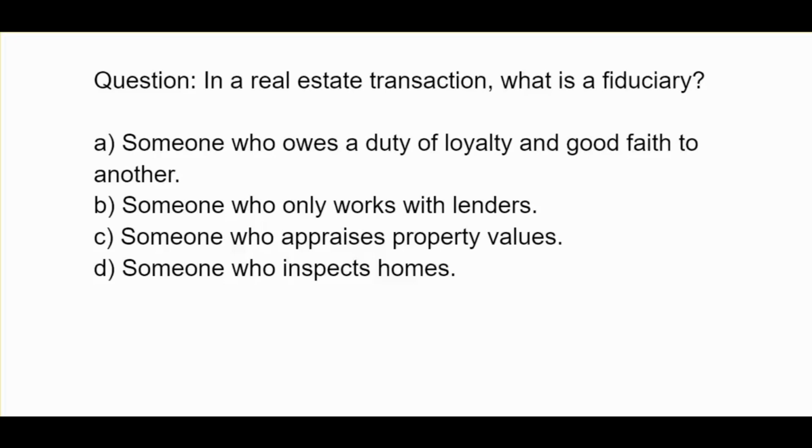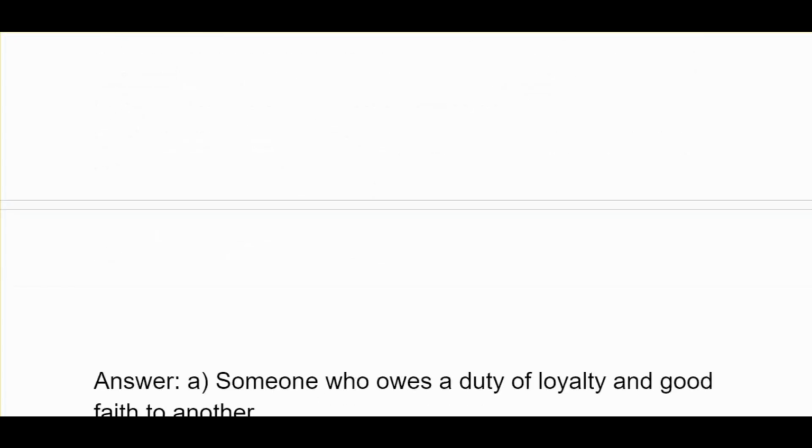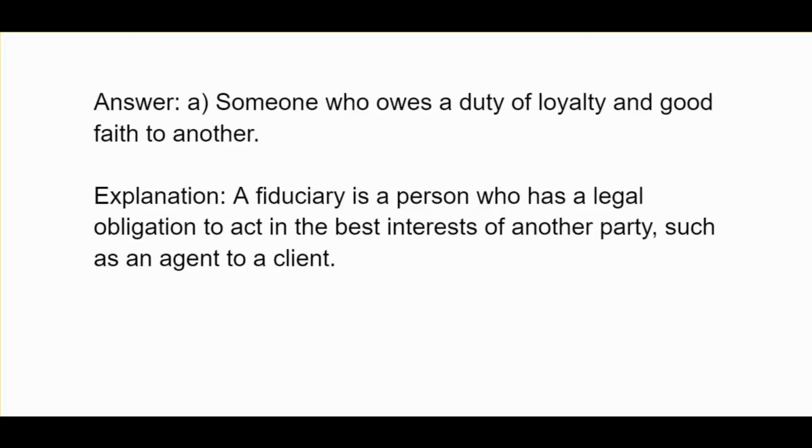In a real estate transaction, what is a fiduciary? A, someone who owes a duty of loyalty and good faith to another. B, someone who only works with lenders. C, someone who appraises property values. D, someone who inspects homes. A, someone who owes a duty of loyalty and good faith to another. A fiduciary is a person who has a legal obligation to act in the best interest of another party, such as an agent to a client.